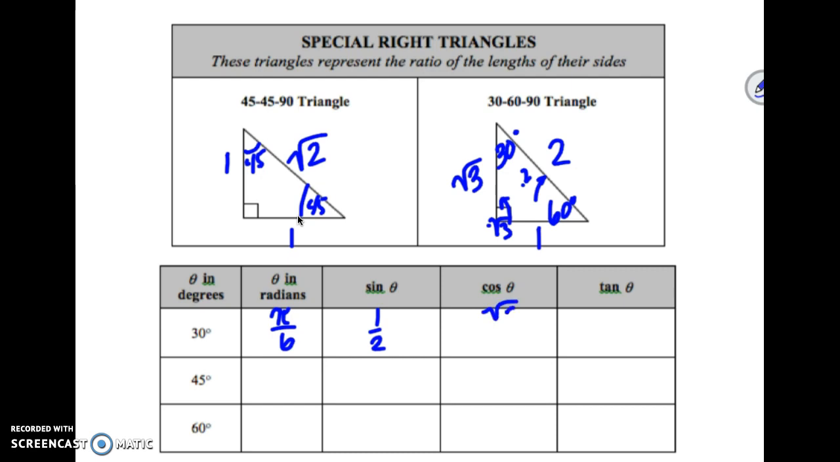Cosine then is the square root of 3 over 2, again, either from our unit circle or our 30, 60, 90 triangle. And then finally, tangent is the square root of 3 over 3.